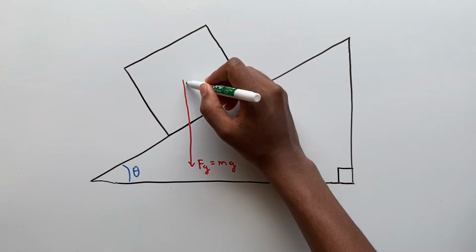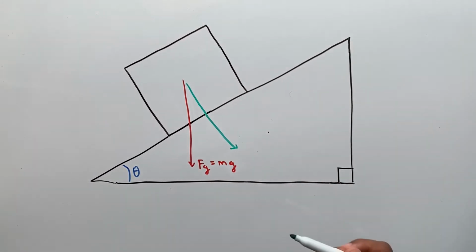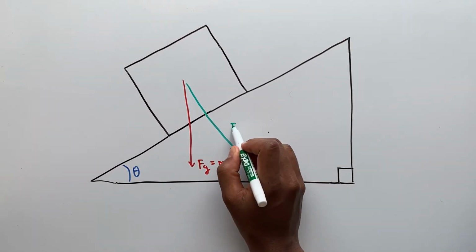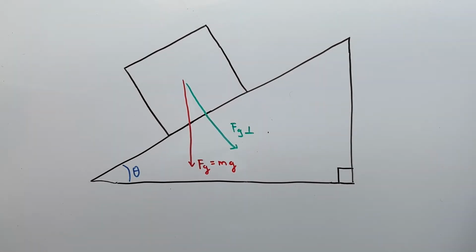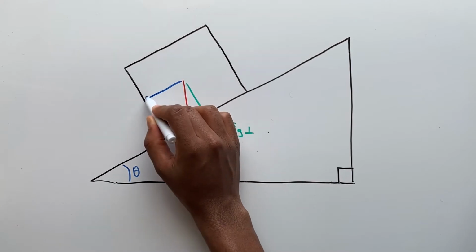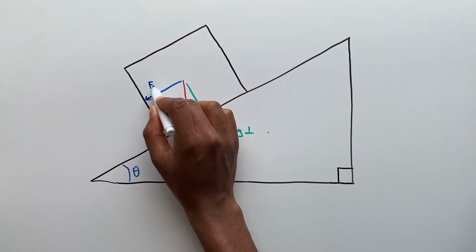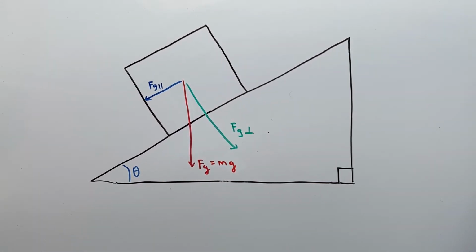So we can break it up into its component that is perpendicular to our surface, and we can call this our force of gravity that's perpendicular. And we can break it up into a component that is parallel to our surface. And we'll call this the force of gravity that is parallel to our surface. Now that we broke up our gravity vector into components that are perpendicular and parallel to our surface, let's look back at our inclined plane.